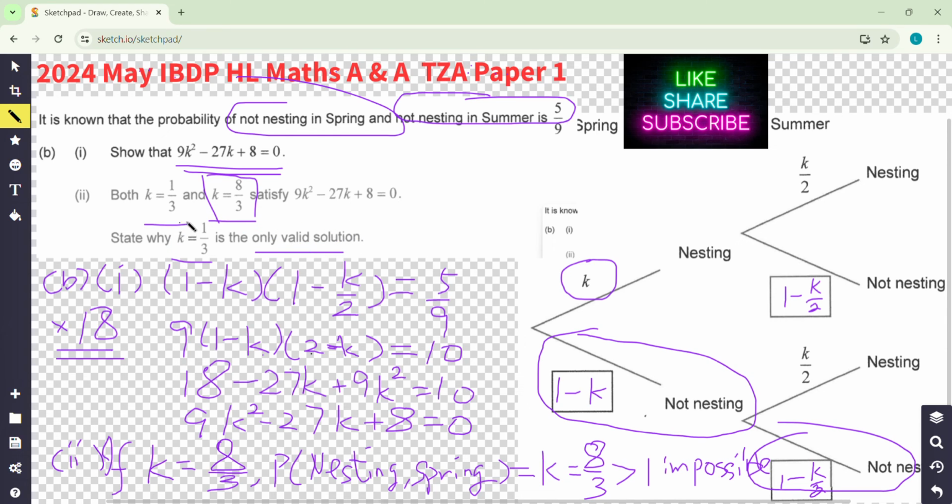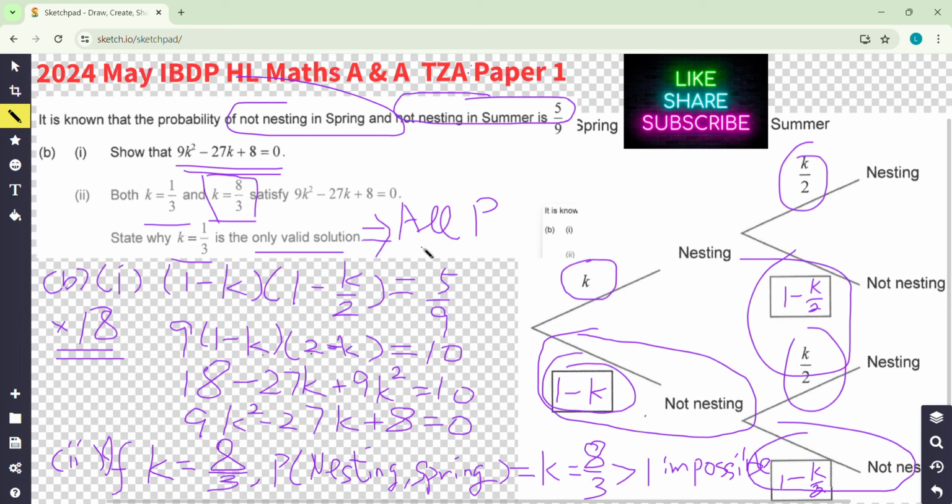Or you can say some more. If K is 1 over 3, you can say somewhere that all probabilities will be within 0 and 1, which is possible, right? Larger than 0 and smaller than 1 for all: K over 2, 1 minus K, 1 minus K over 2, all are within this range, which is a possible range.